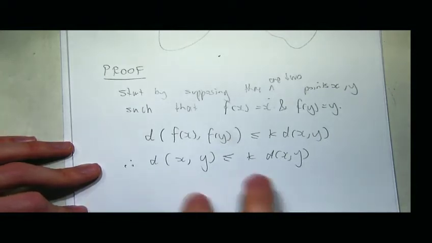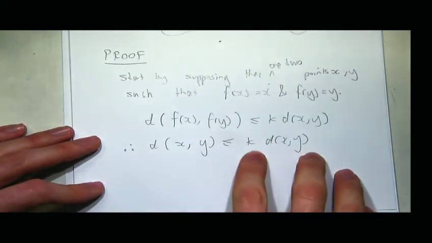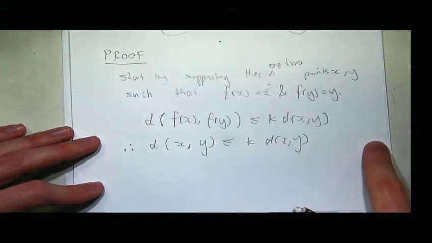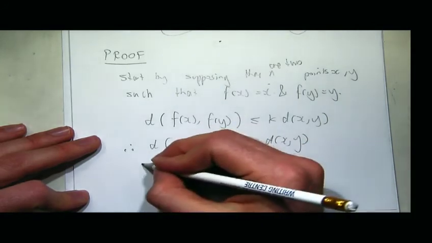Well, just let me do some more. k is less than 1. So this would be strictly less than d of x, y if it wasn't 0, and that would be impossible. But I'm going to do it this way.